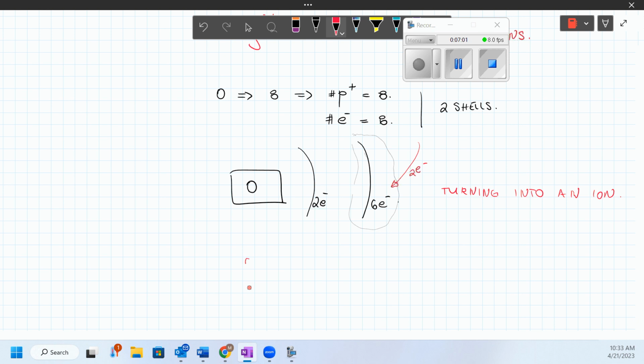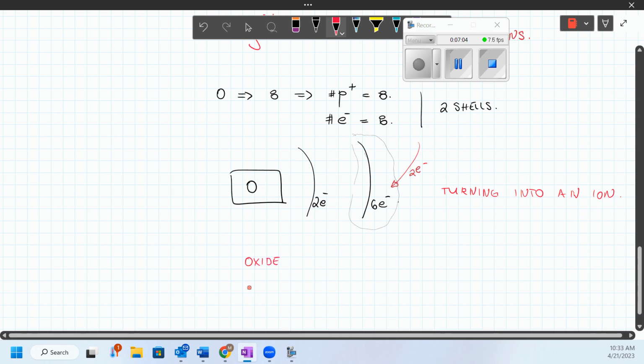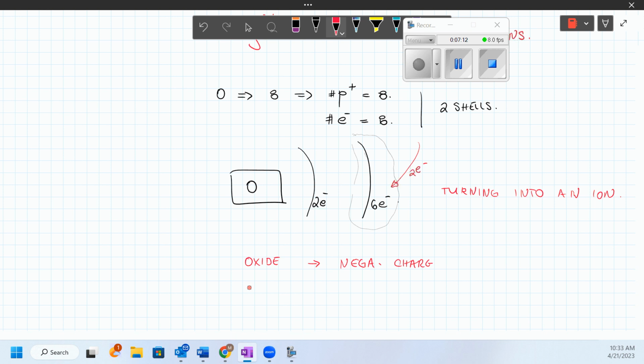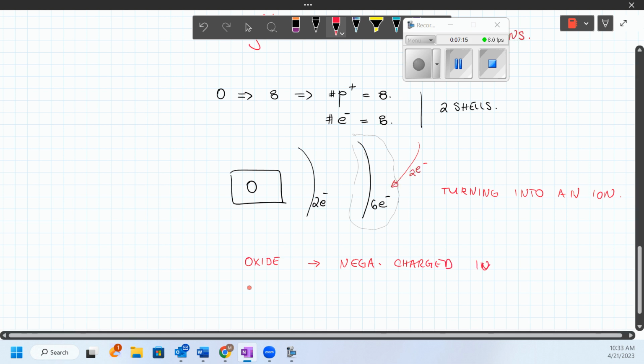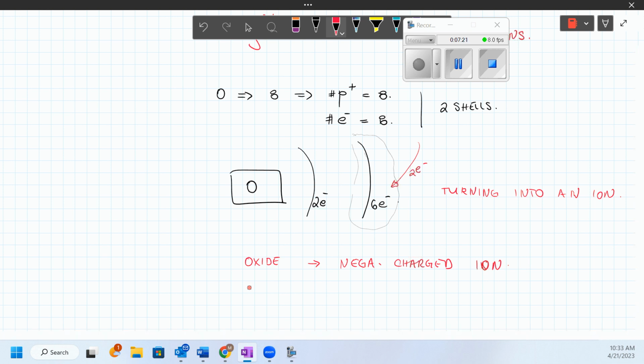So oxide is a negatively charged ion, because the number of electrons is higher than the number of protons. Now, with those 2 electrons, we have 10 electrons, and the number of protons is still 8, because it doesn't change. And if cations are the positive ions, anions are the negative ions.